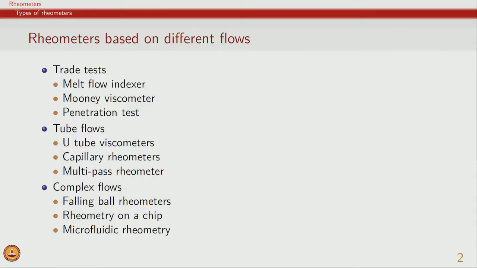In this segment of the course we are looking at a few examples of types of rheometers, their advantages and disadvantages, and the main types of flows that are used in these rheometers. We initially looked at drag tests and also some rheometers based on more complicated flows, such as a spherical object falling through a fluid, which can also be used to determine the viscosity.